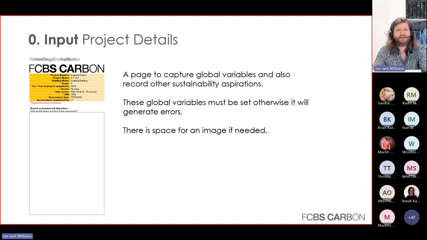So this is the first page. I don't expect you to be able to read this. I'll show you the spreadsheet in a bit, and we can zoom in and pick some of these bits up. This space, if you want to put any sustainability aspirations. What I would say is there's a few bits on this page that need to have input in there. They've got a little red star. It's probably quite difficult to see. There's a little red star against these four. If you don't put them in, the spreadsheet will break and it'll be really difficult to find out why it's not working. So make sure you work through it from the start all the way through.